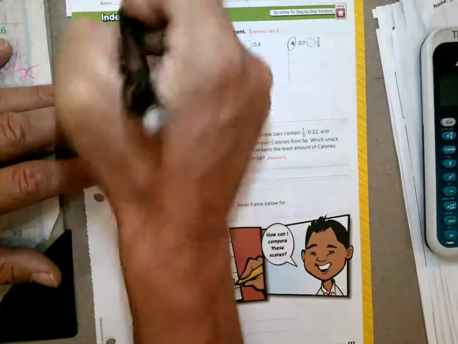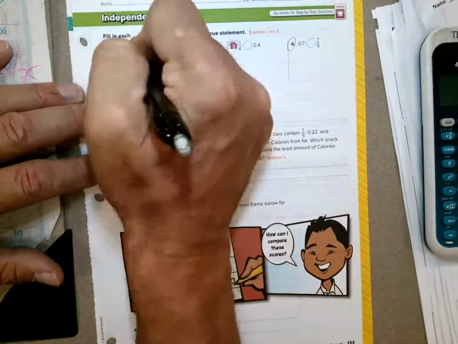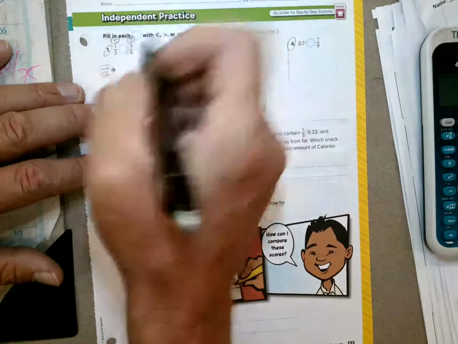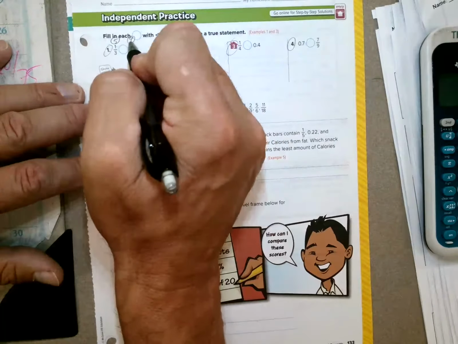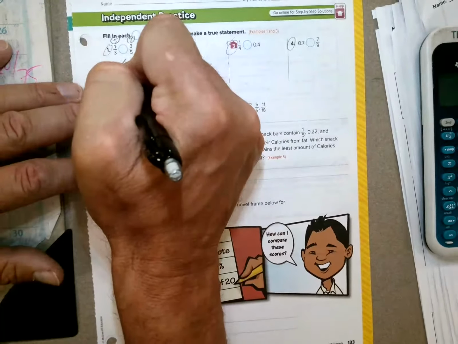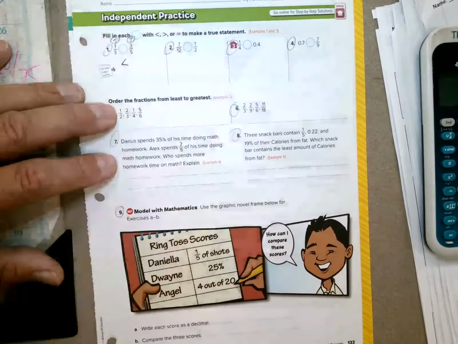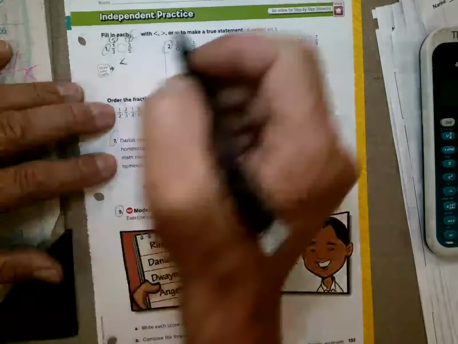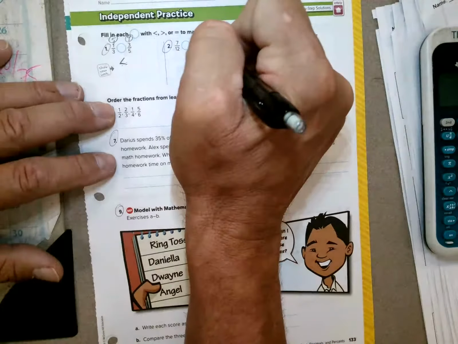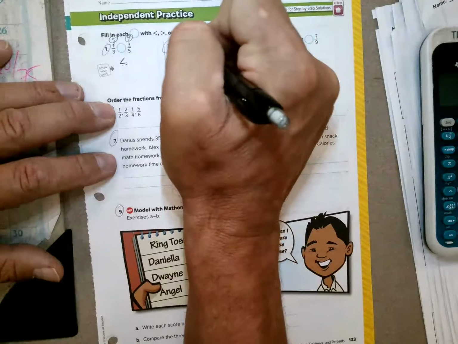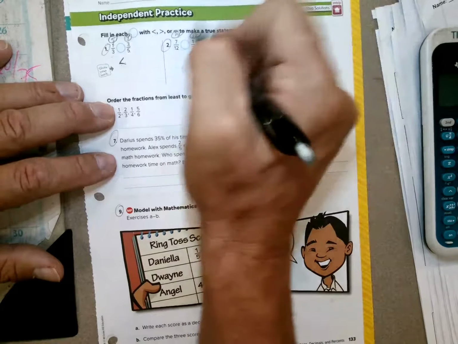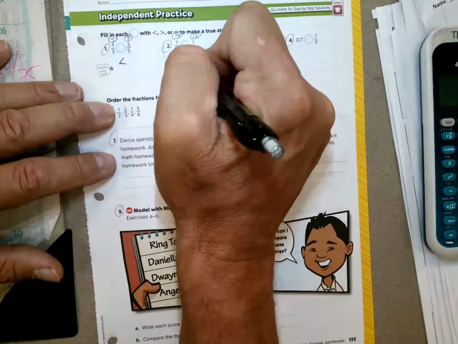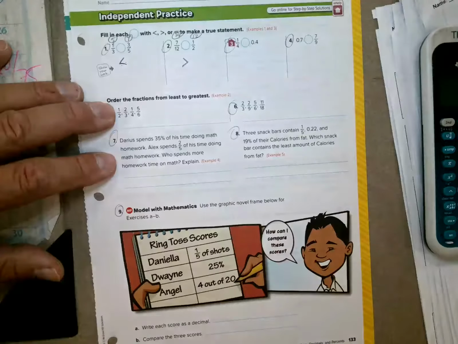1 times 5 is 5. 3 times 3 is 9. 5 is less than 9, so this is a less than sign. 1/3 is less than 3/5, right? And that's usually the favorite way to do it. Here we go. 1 times 12 is 12. 7 times 2 is 14. 14 is greater than 12, right?